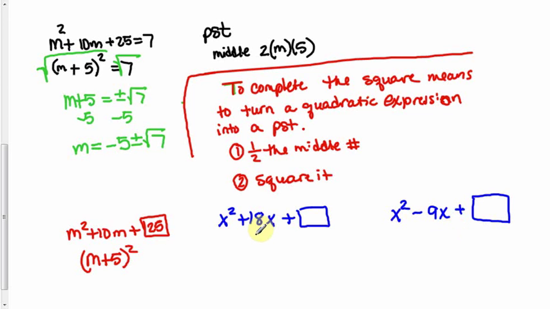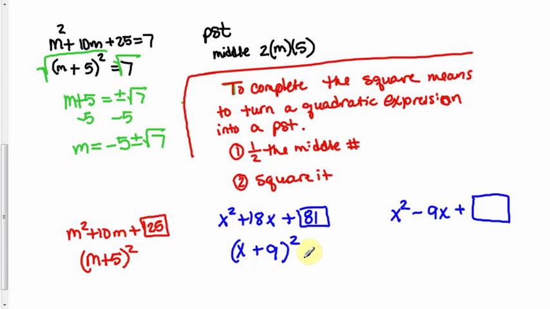Okay, half of 18 is what? And then 9 squared is? 81. So 81 goes here. How would you factor that? Well, it always factors into the square root of the first, whatever this sign is, the square root of the last quantity squared. If you did x plus 9 times x plus 9 the long way, wouldn't that be x squared plus 18x plus 81?